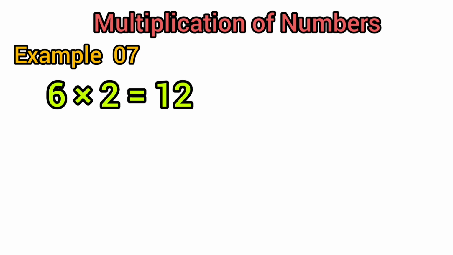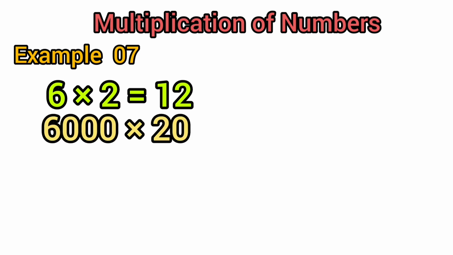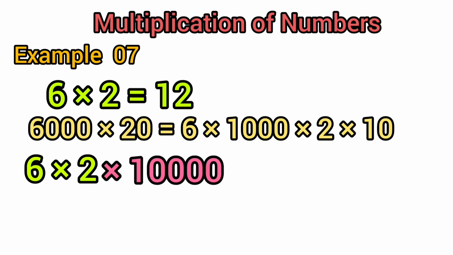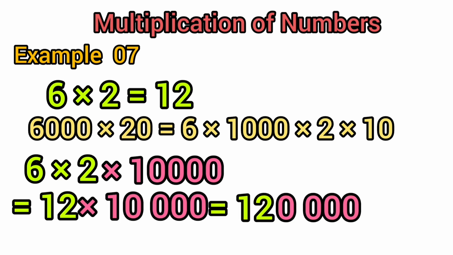6000 times 20. 6000 means 6 times 1000. There are 3 zeros. 20 means 2 times 10. There is 1 zero. So 1000 times 10 is 10,000. 1 and 4 zeros. 12 times 10,000 is equal to 120,000. 120,000 is the final answer.